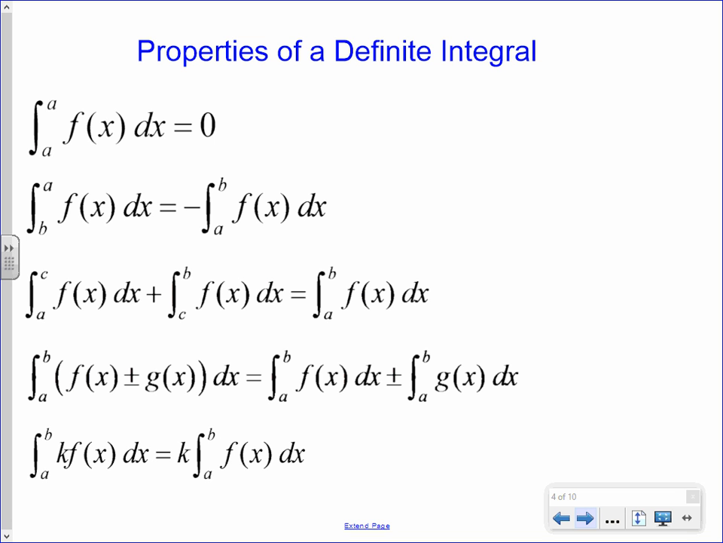We will work with those bottom two properties today. The top three we will work with more on Monday, but you'll have them written down, so that'll help.